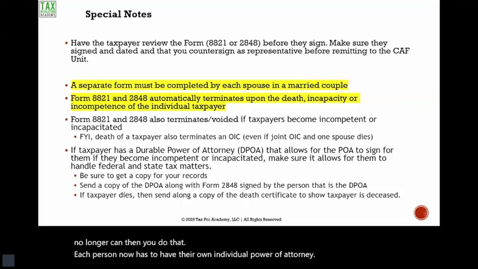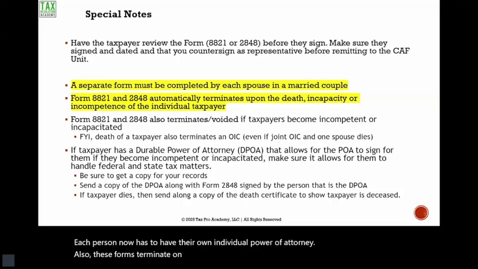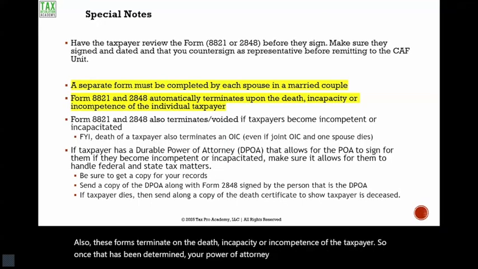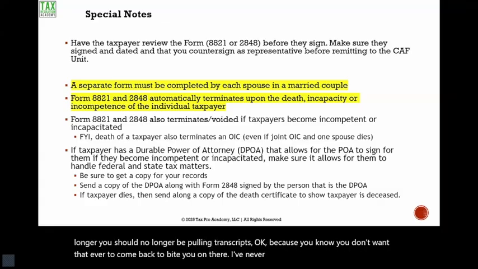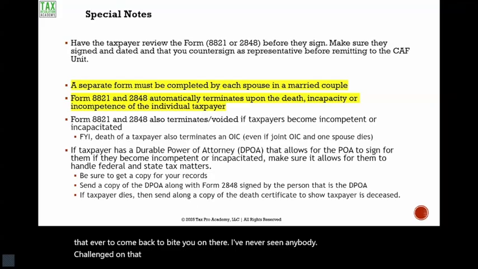Also, these forms terminate on the death, incapacity, or incompetence of the taxpayer. So once that has been determined, your power of attorney is no longer good. Okay, and so be careful that if you know that they're now deceased or incompetent, you should no longer be pulling transcripts. Okay, because you don't want that ever to come back to bite you. I've never seen anybody challenged on that, but it could be because you've now improperly accessed their information.